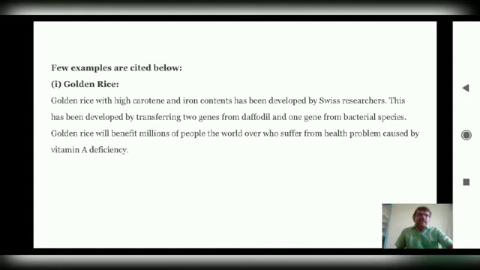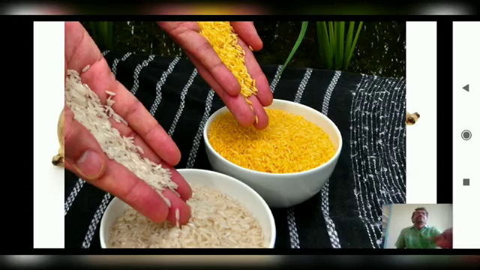So now we can see how this golden rice is different from the normal rice. You can see the golden color of the rice in this picture. So you can see how this golden rice is different from the normal rice.